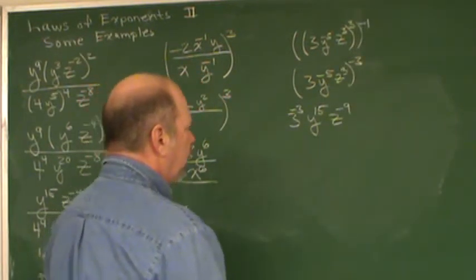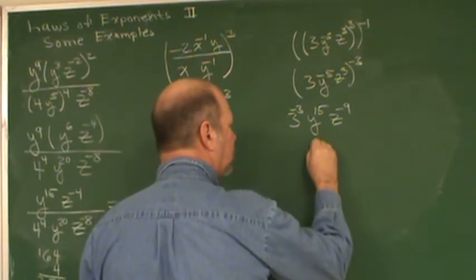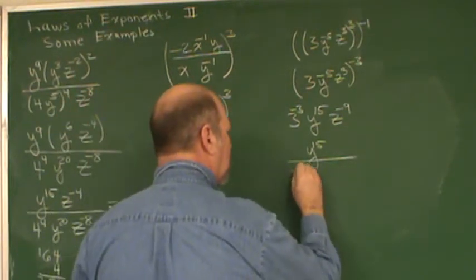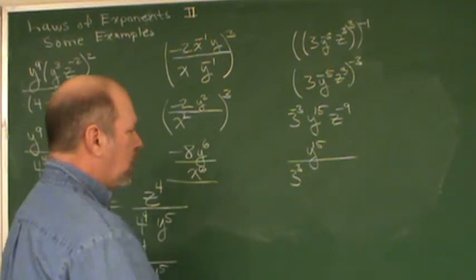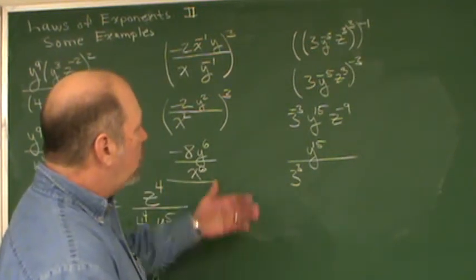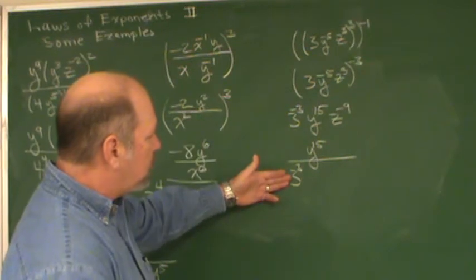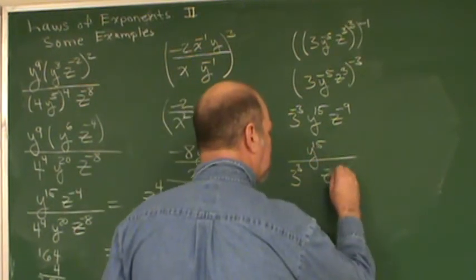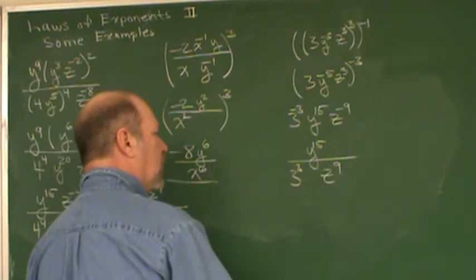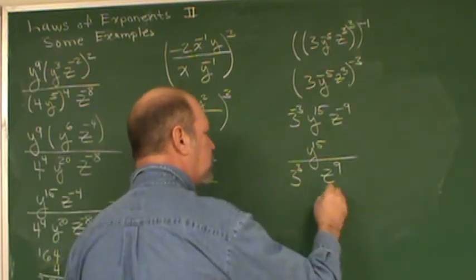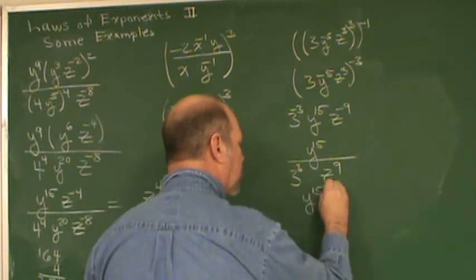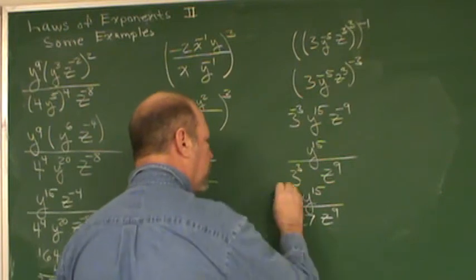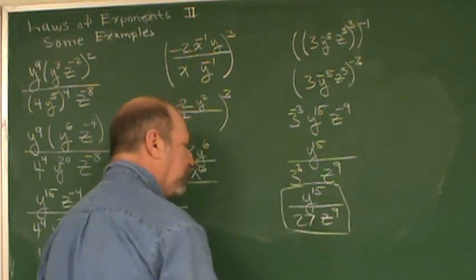Now we need to get rid of the negative exponents. So y to the 15th is positive. It's happy in the numerator where it belongs. 3 to the negative 3, because that exponent is negative, we move it downstairs. So 3 to the negative 3 upstairs gives me 3 to the third downstairs. Z to the negative 9 upstairs gives me z to the 9th downstairs. And then finally 3 to the third, that's going to be 27. So I'm going to write this as y to the 15th over 27 z to the 9th power. And that's our final answer for that one.